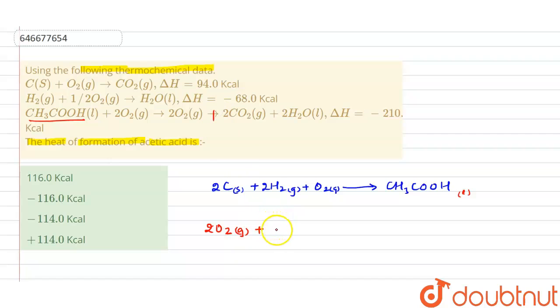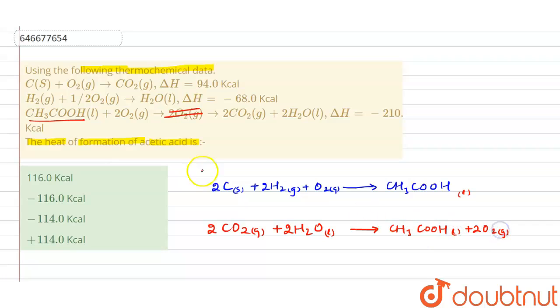Here two types of O2 is given, only one O2 will be there. Twice of CO2, which was in the product side, will now be in the reactant side since we are reversing that reaction, plus twice of H2O liquid, and that will convert into CH3COOH, acetic acid, liquid plus twice of O2.